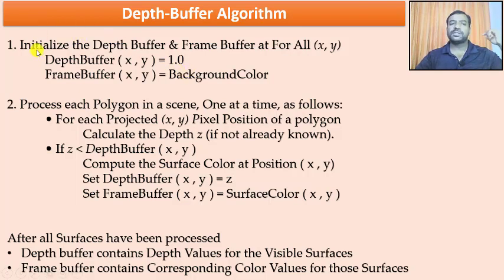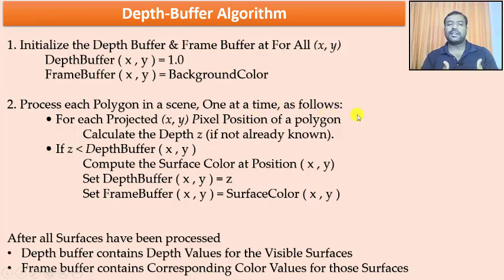Hence the first step is to initialize the depth buffer and the frame buffer at all the points on your view plane, that is XY. For all the pixel positions on the view plane, we need to initialize the depth buffer with 1 and the frame buffer with the background color. This is the first step. The second step is to process each polygon in the scene one at a time as follows.